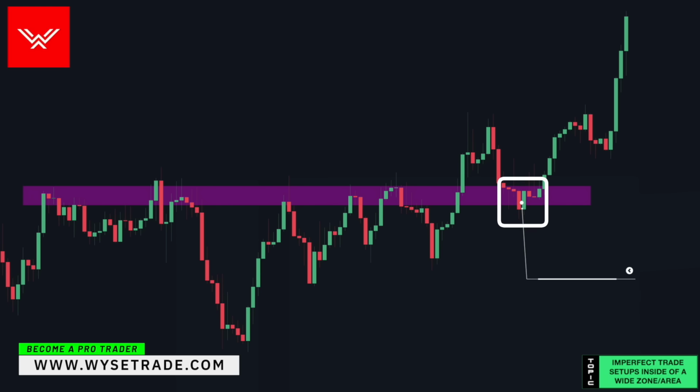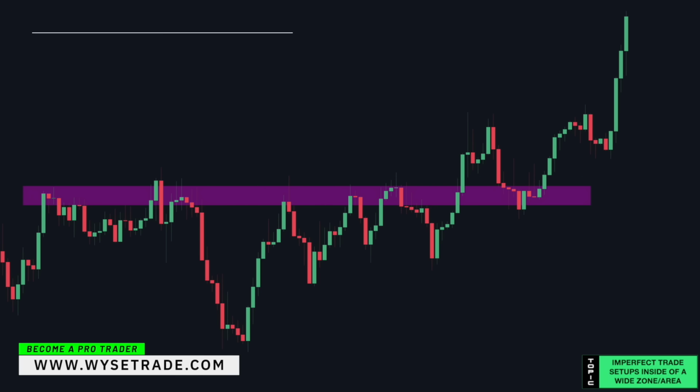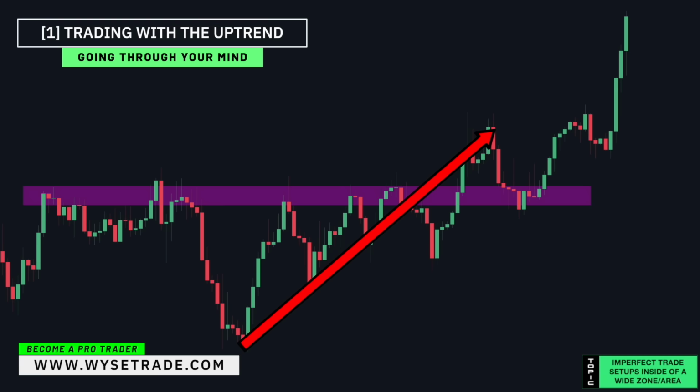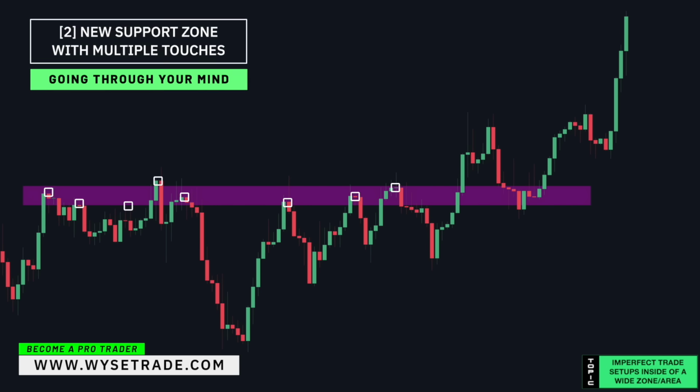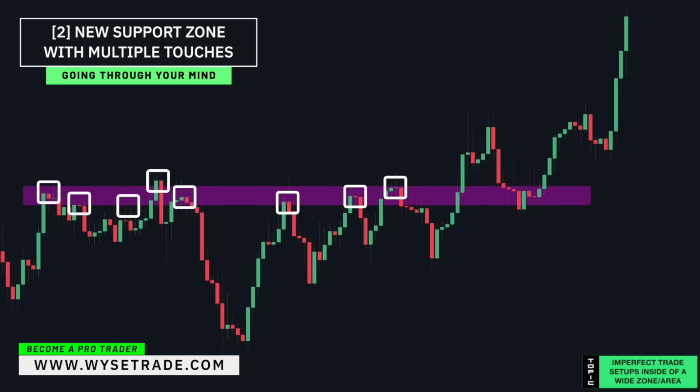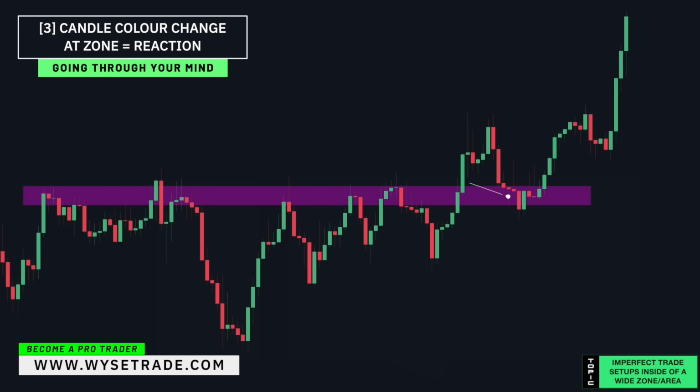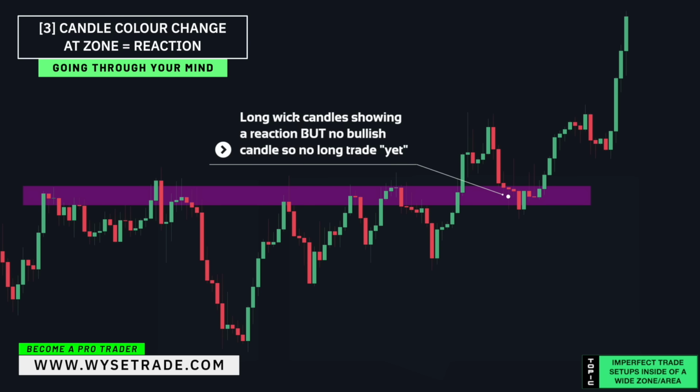This here is your long trade setup because of the following factors. 1. You are trading with the strong uptrend, which is clear through price breaking far above the key resistance zone. 2. New key support level with multiple touches. 3. Price enters the zone with long wick candles sticking out, showing a reaction.